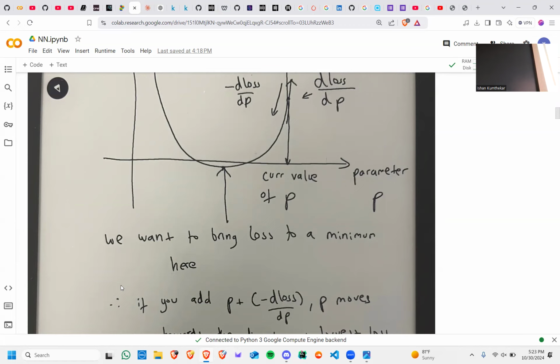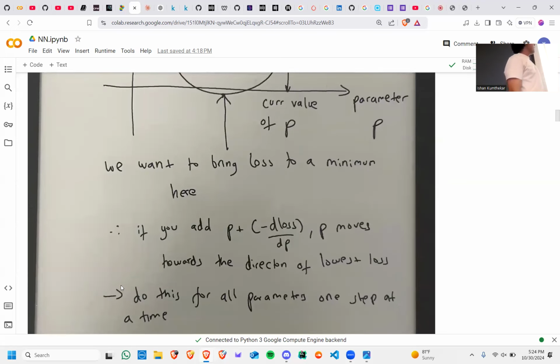And as you keep doing this, P will keep on moving in this direction until it reaches here, and then it will stop. And that's exactly what we want. We want the P for which the loss is minimum. Now, I did this for one parameter, but we want to do this for all parameters in the neural network. When you keep doing this for all parameters in the neural network, your loss overall will keep on decreasing. And that's why gradients are important here.